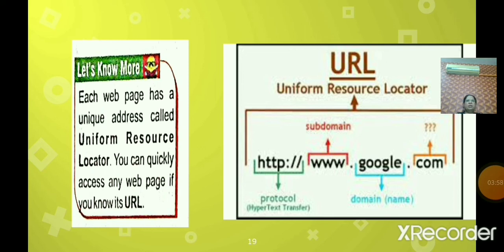You can see the different parts of a URL here, right? The URL, Uniform Resource Locator, is a unique identifier used to locate a resource on the internet. Here you can see the different parts: HTTP is the protocol, www is the subdomain, Google is the domain name, and .com is for a commercial site. Okay, so that is .com.